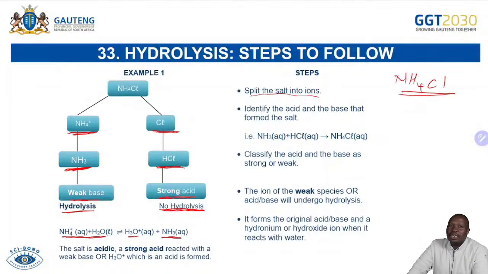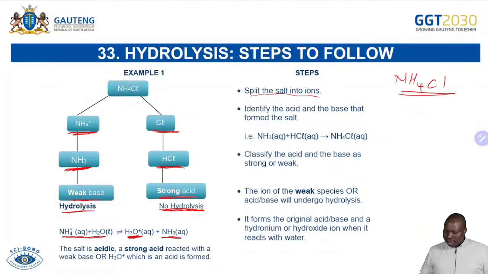Remember, when we're doing hydrolysis, we are supposed to conclude whether this is going to be an acidic solution or a basic solution. So the reaction that forms H3O+ shows that this salt is an acidic salt. So we're saying this salt is an acidic salt because it forms H3O+. But if you don't want to say that, you can conclude like this as well.